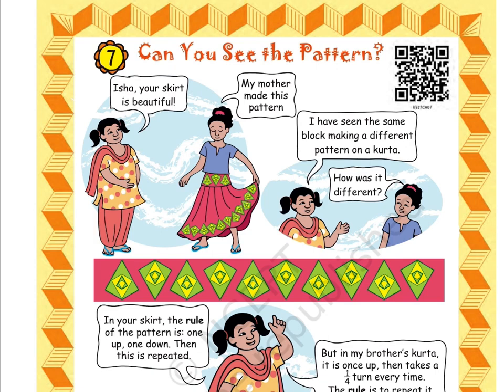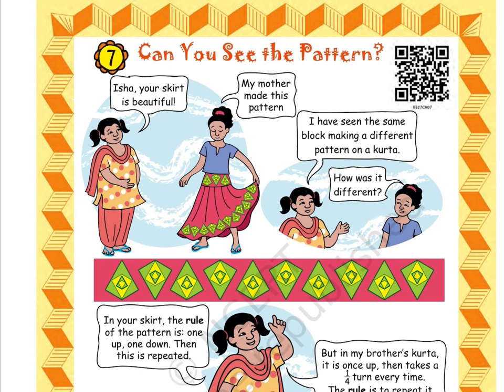Page 99. Can you see the pattern? This page has a series of pictures where Isha and her friend are talking to each other. The friend tells Isha, "Isha, your skirt is beautiful." To which Isha replies, "My mother made this pattern." The friend says, "I have seen the same block making a different pattern on a kurta." Isha says, "How was it different?"